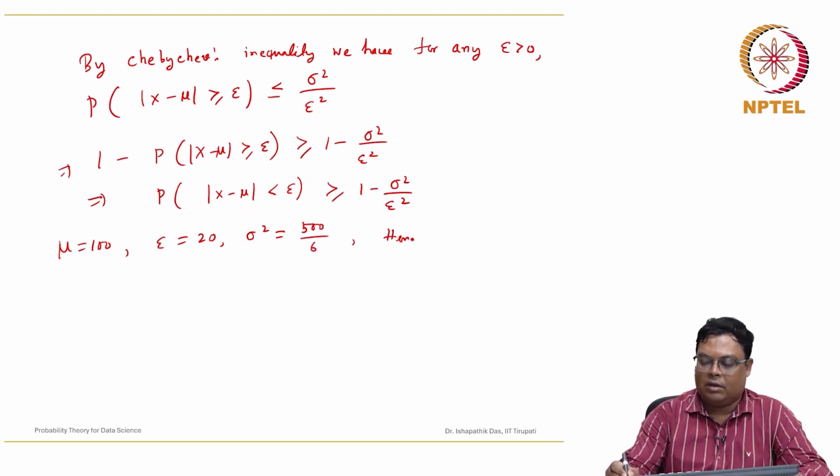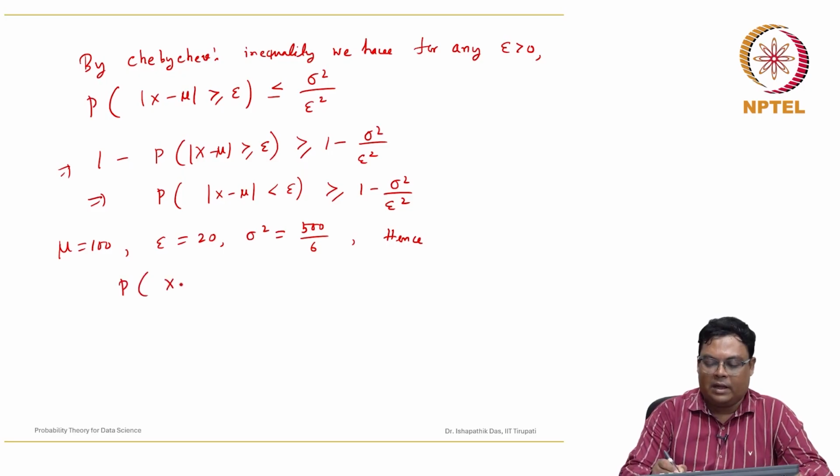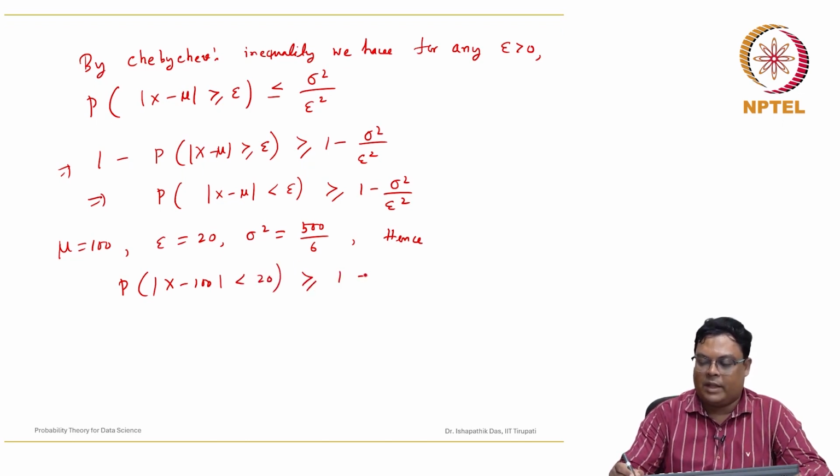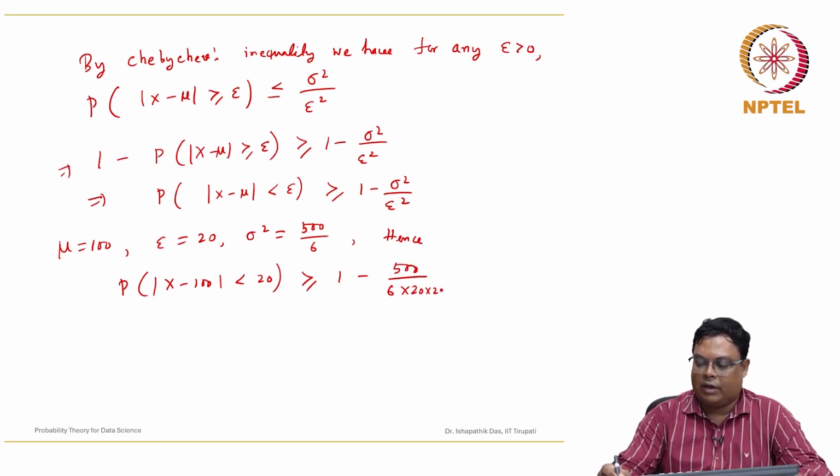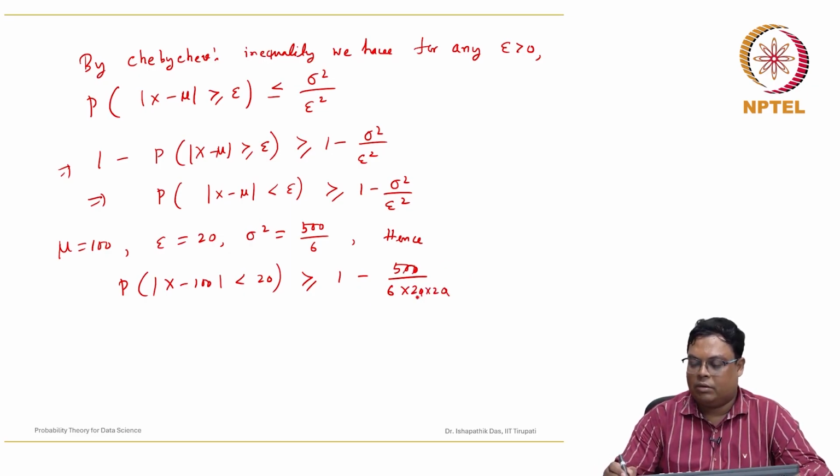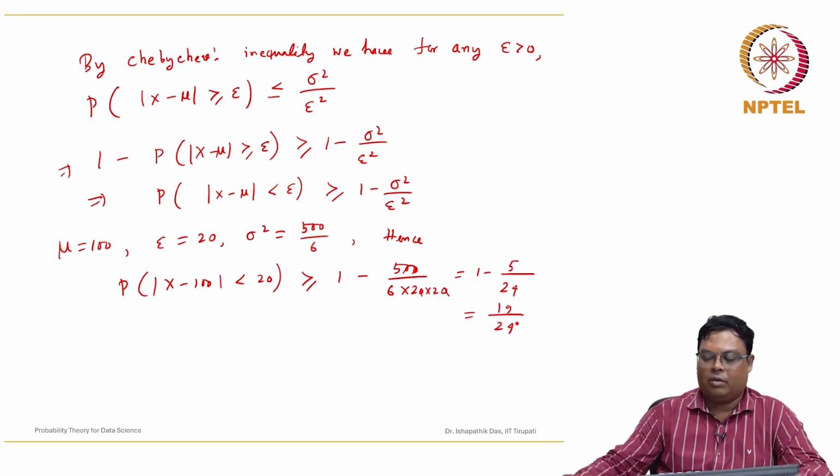So we get that the probability that the absolute value of x minus 100 is less than epsilon, which is 20, is greater than or equal to 1 minus sigma square, 500 by 6, over epsilon square, 20 square. Then we just cancel, so this is 1 minus 5 by 24. So 24 minus 5, that is 19 by 24.